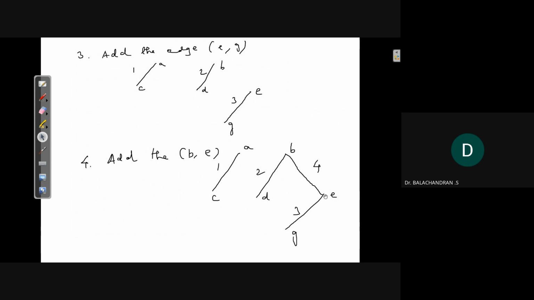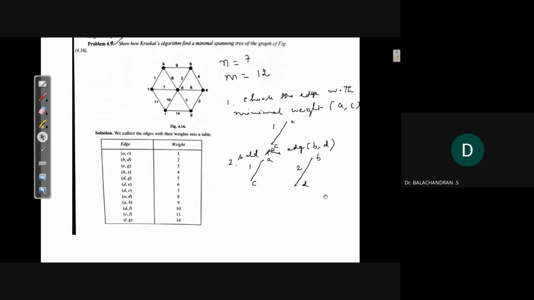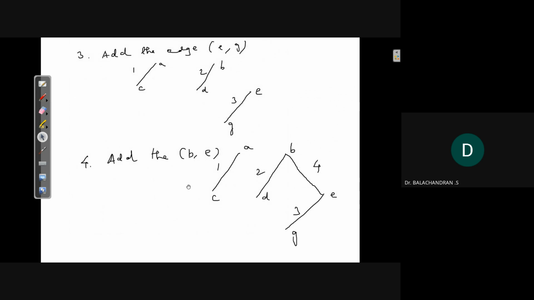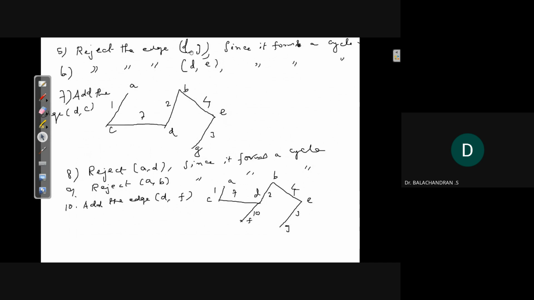So BE I add here. B is 4. Next to 5. DG is 5. DG, okay, I cannot add DG because it forms what? A cycle. So reject the edge DG since it forms a cycle.